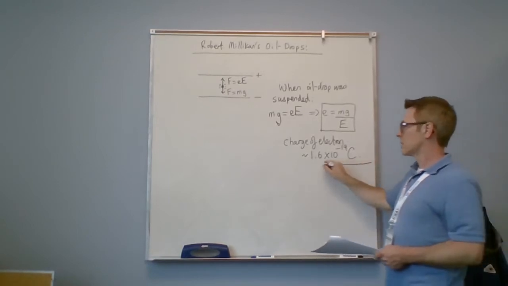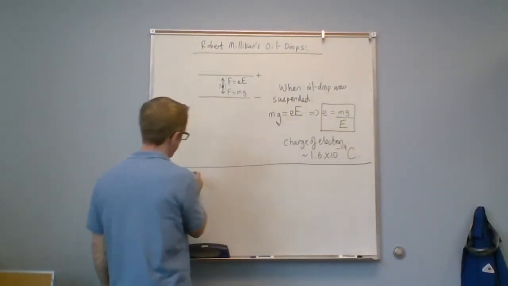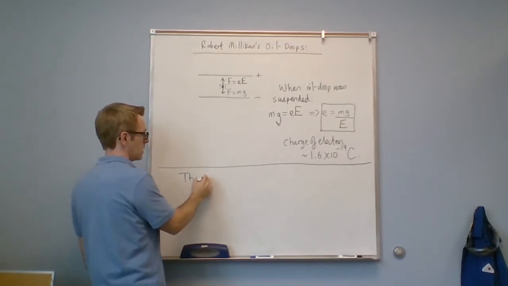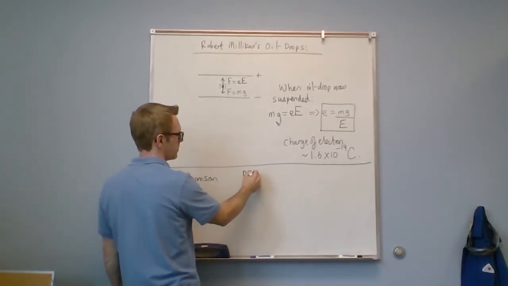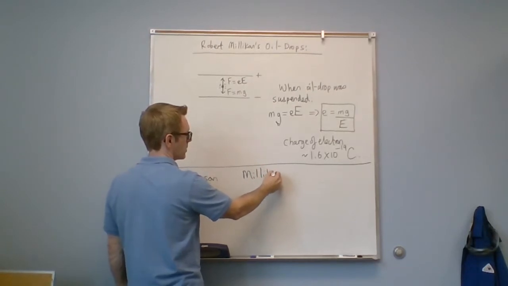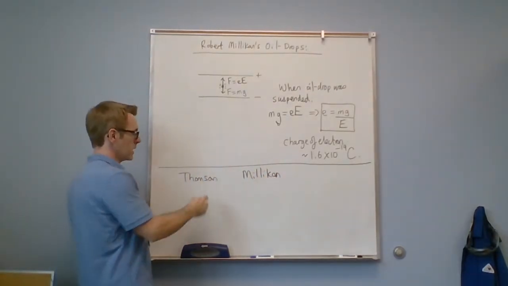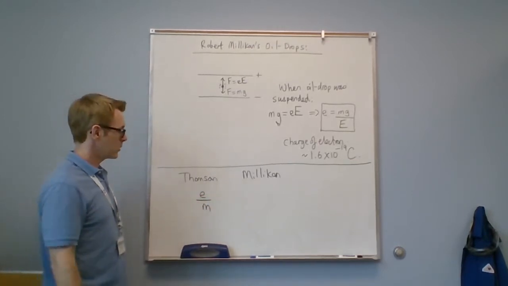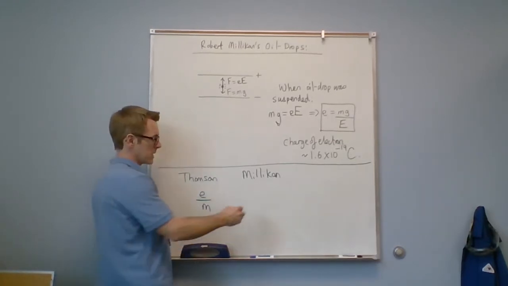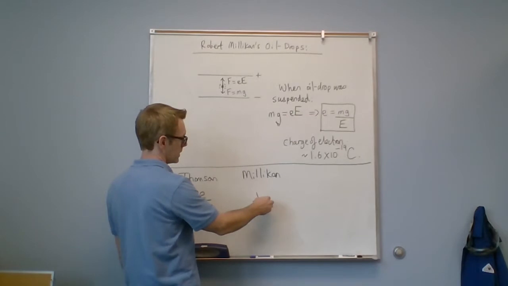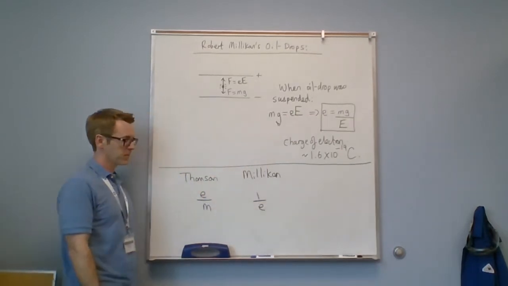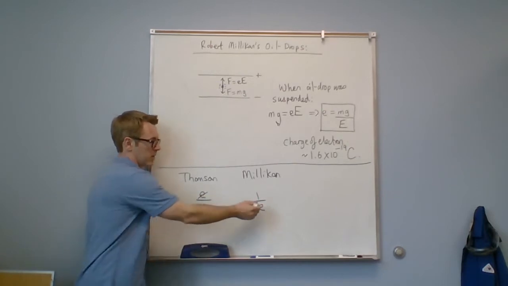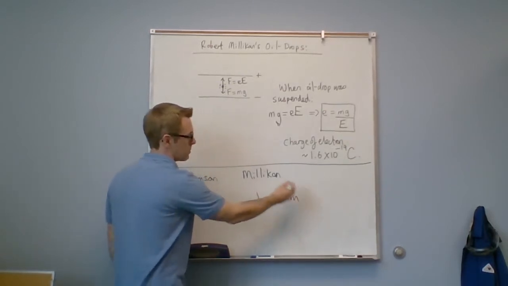So let's summarize Thomson and Millikan together. So Thomson and Millikan, how were their contributions summative? Thomson was able to give us the charge to mass ratio, or the mass to charge ratio. Any way you look at it, it was a ratio. Millikan was able to give us the charge, or if you like, the inverse charge, whichever way you look at it. So together, they could establish the mass of the electron.